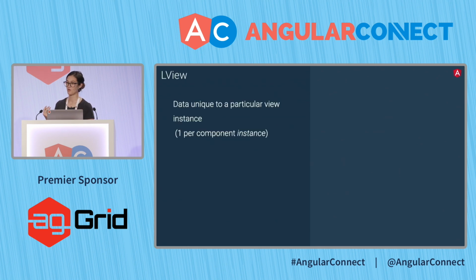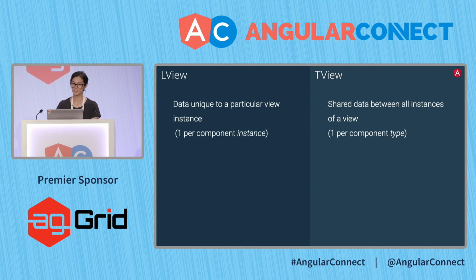Well, essentially, we make that work through shared data structures. So I've already mentioned the LView and how we create one per component instance. We also have a TView or a template view, and we create one of these per template function or per component type, depending on how you want to think about it. So for example, if you have a component that has 10 instances, you would create 10 LViews and 1 TView, and all of the instances would share the TView.